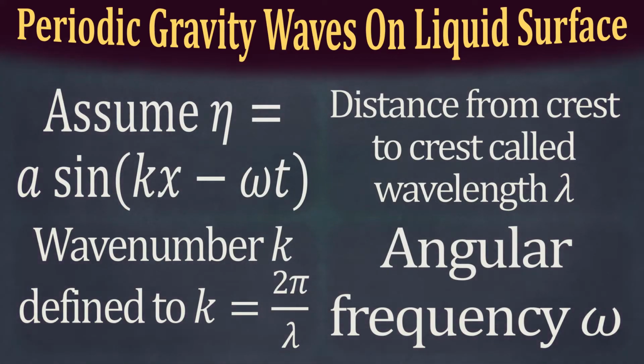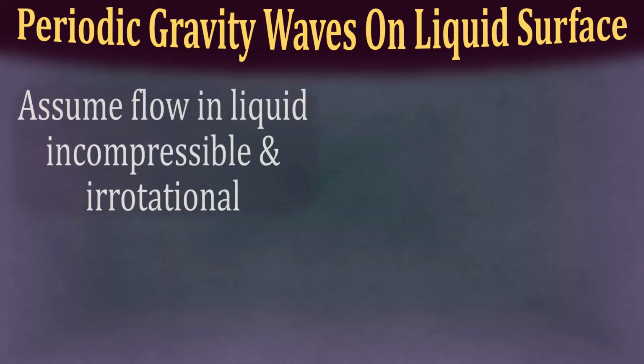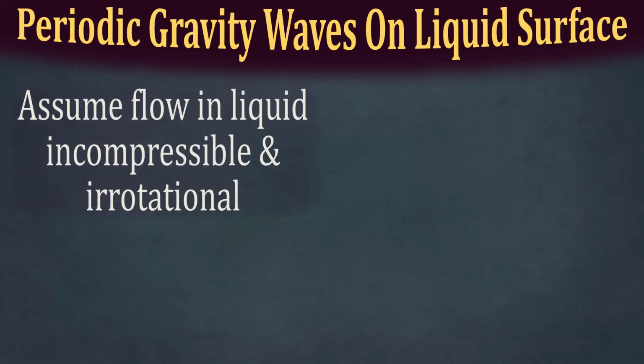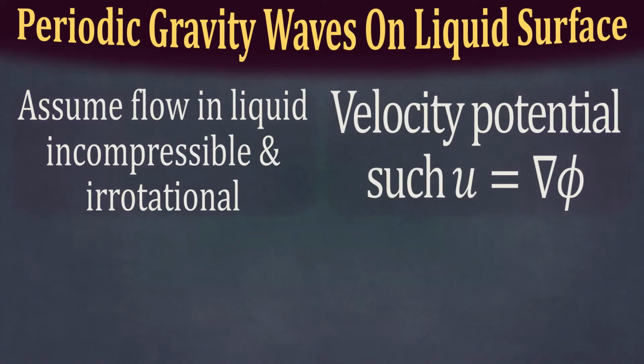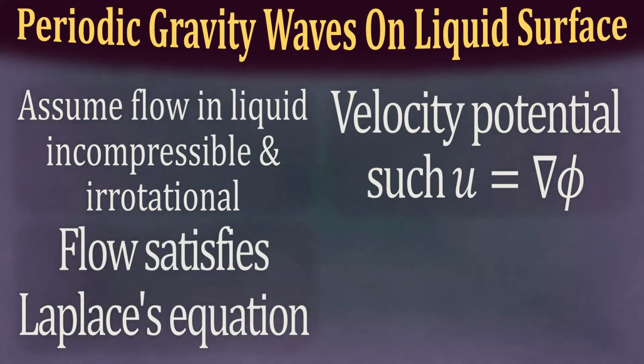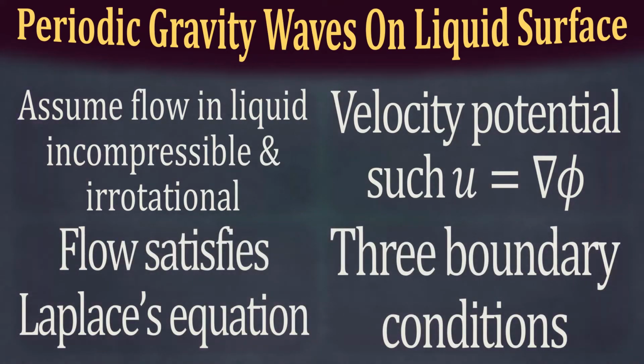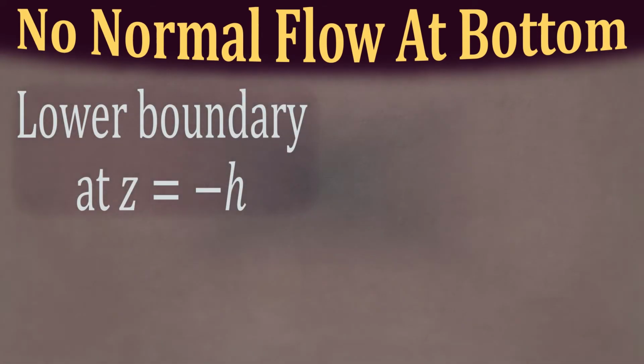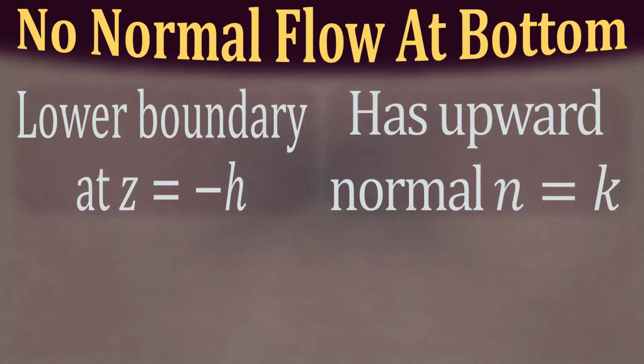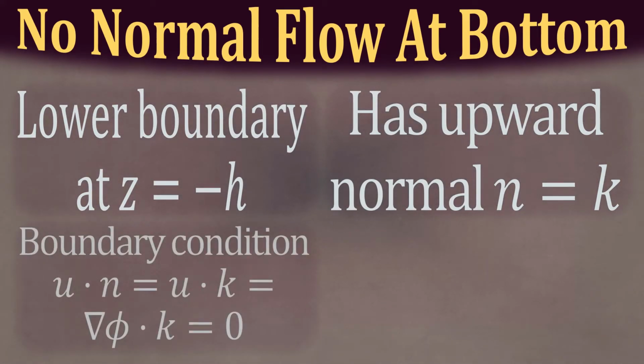We assume the flow of the liquid is irrotational and incompressible. Therefore, we can define a velocity potential such that u equals grad phi, and furthermore, the flow satisfies Laplace's equation. Note that there are 3 boundary conditions. First, there is no normal flow at the bottom. The lower boundary is z equals minus h. This has upward normal n equal to k. So the boundary condition is u dot n, which is u dot k, which is grad phi dot k, equals 0.